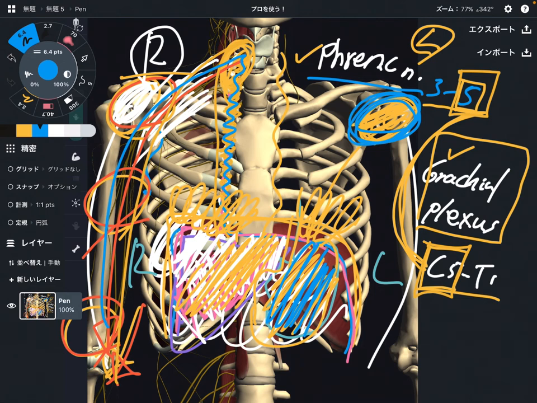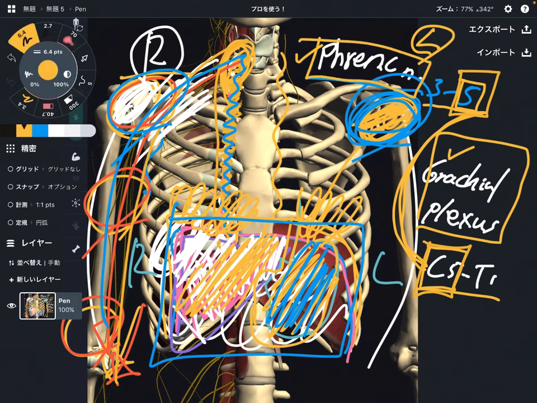This is very important to understand the relationship between internal organ and upper extremity. The key structures are the phrenic nerve and brachial plexus. So in this video, I explained the important relationship between internal organ and upper extremity.